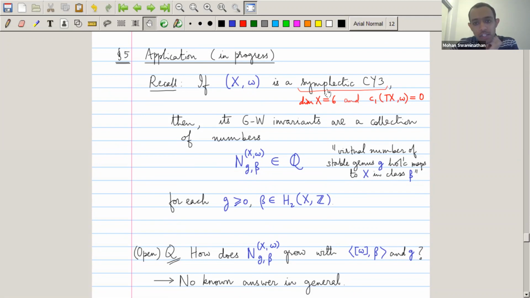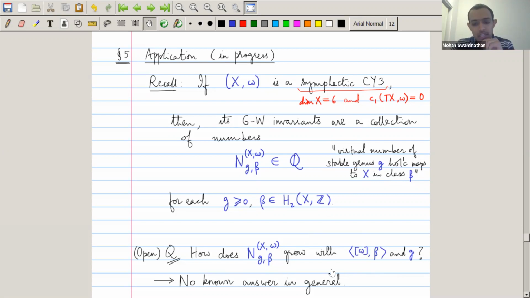So recall that if (X, ω) is a symplectic Calabi-Yau threefold, what this means is that X is a 6-dimensional symplectic manifold and c1 is 0, then its Gromov invariants are a collection of numbers n_{g,β}, for each genus g and each homology class β. So there is an open question which asks, how does n_{g,β} grow with the pairing of ω and β? In other words, more analytically phrased, how does the Gromov invariant grow with the energy of the curve? Is there some kind of growth bound that we can give?